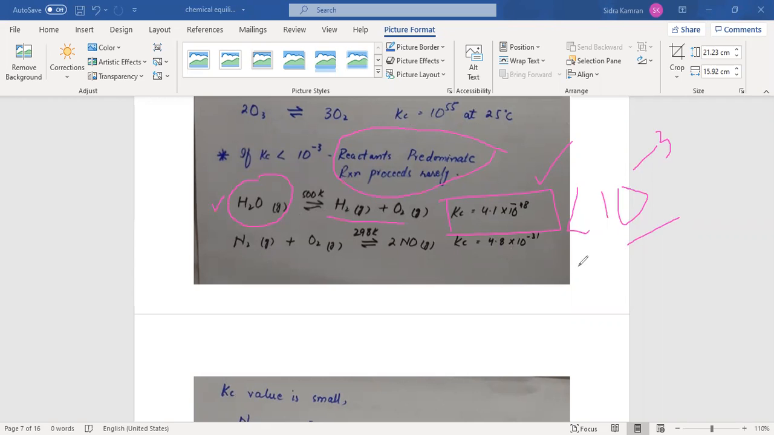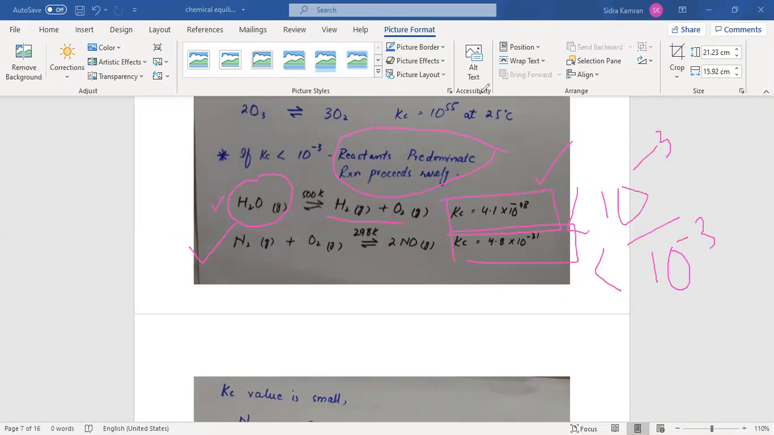In the same way, in the second reaction, Kc has a very small value, much less than 10^-3, which represents that this reaction proceeds very little, or that reactants are predominant, and the reaction needs much more time to complete.